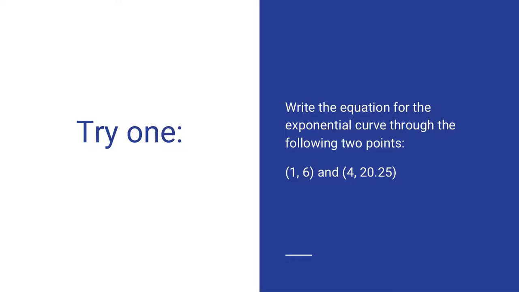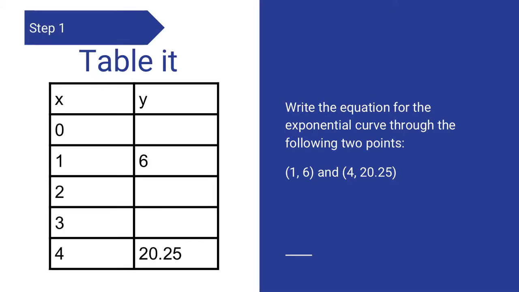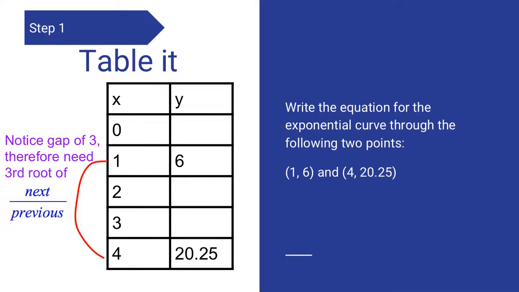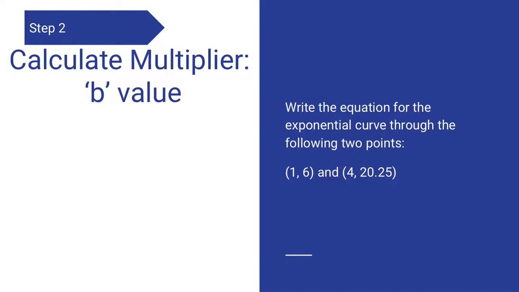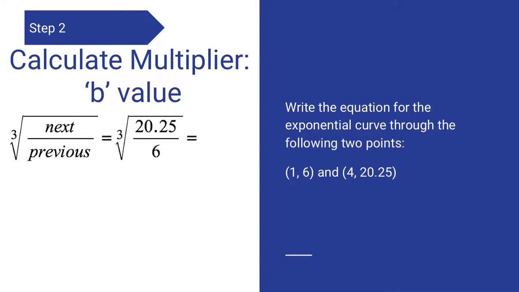Now, let's go ahead and try one. We've done these before. Let's say our ordered pair points are (1, 6) and (4, 20.25). As we just got through saying, we table it right away. That's step 1, build your table. And so you'll notice we put the 1 and 6, and then the 4 and 20.25. Then we make that calculation of next divided by previous. And again, in this example, there is a gap. So we're going to need the gap root. And so the gap root to calculate the proper b value is we do the third root of next divided by previous, that's where that 3 comes from.